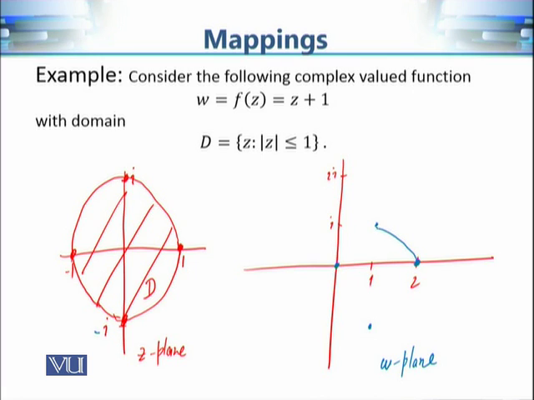So if we join these points and if we calculate the images of other points, then we get the following disk. Okay, so if we start from this domain D, which is the closed unit disk centered at the origin, then we get the following. So the image is the disk centered at 1 and the radius is 1. So from this geometrical representation of the function, we can say that this function is translating the points of the domain to the right by 1 unit.